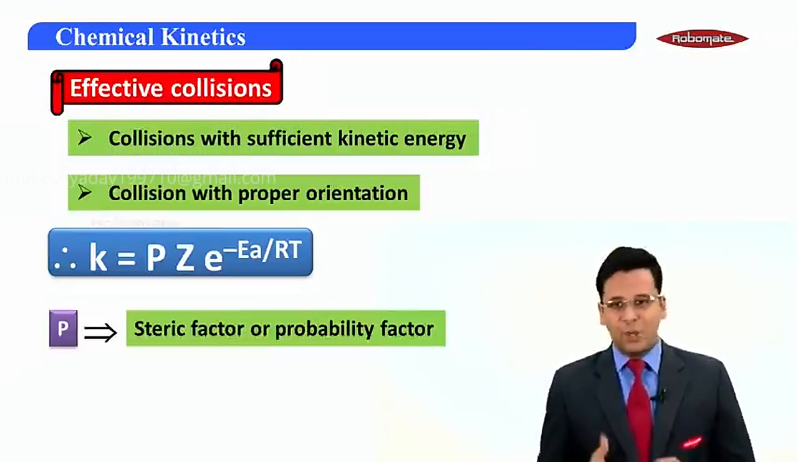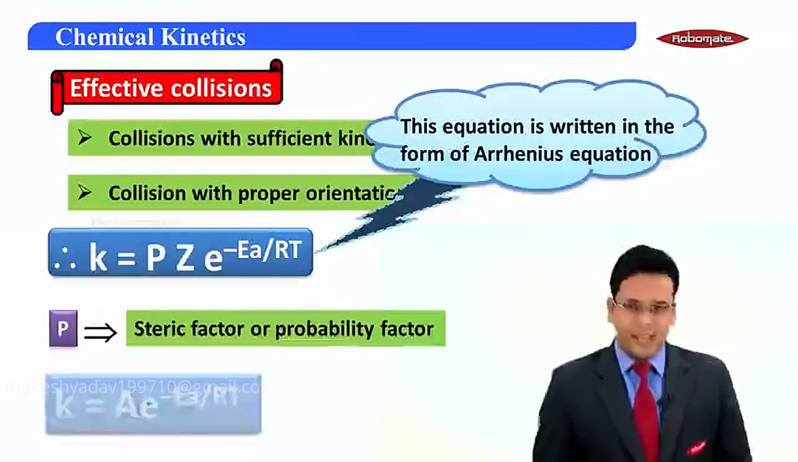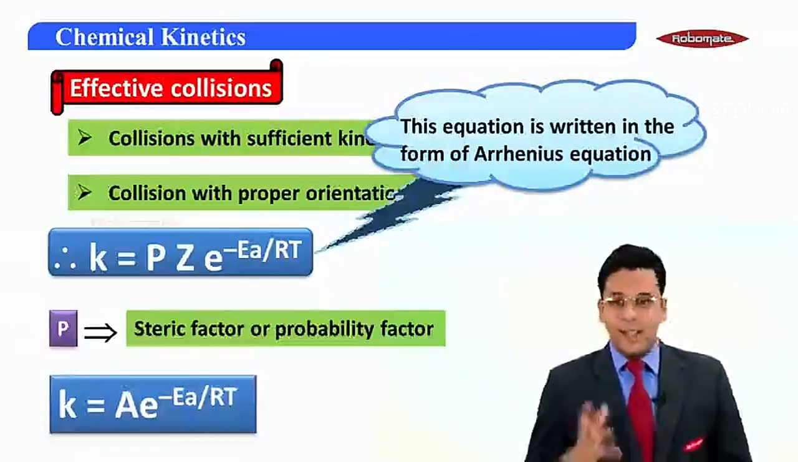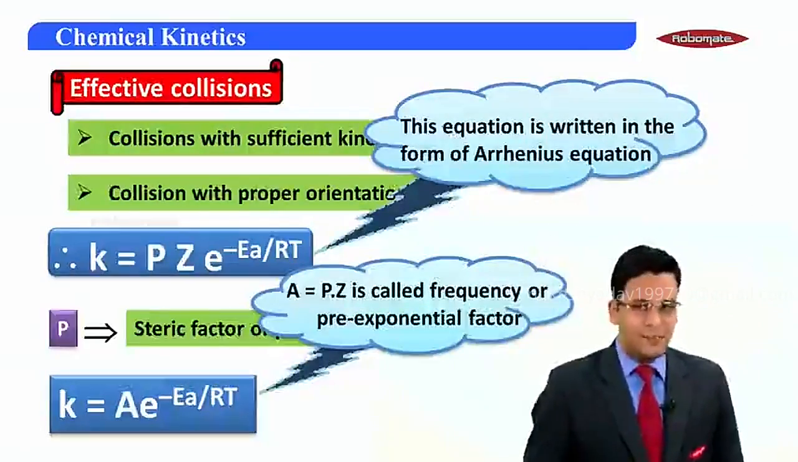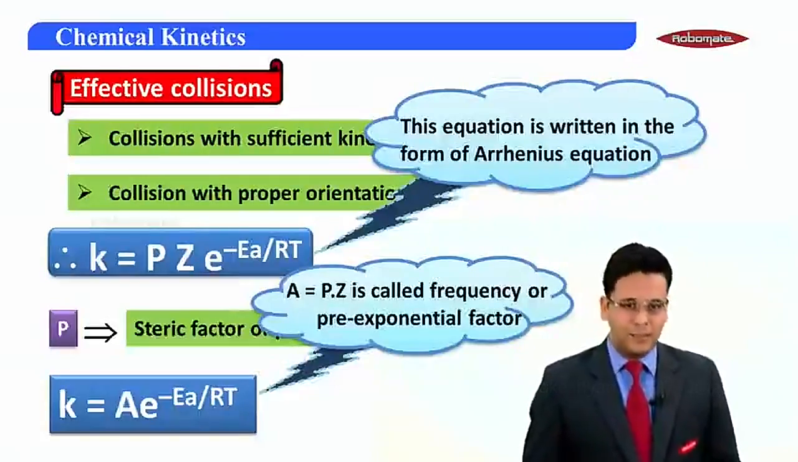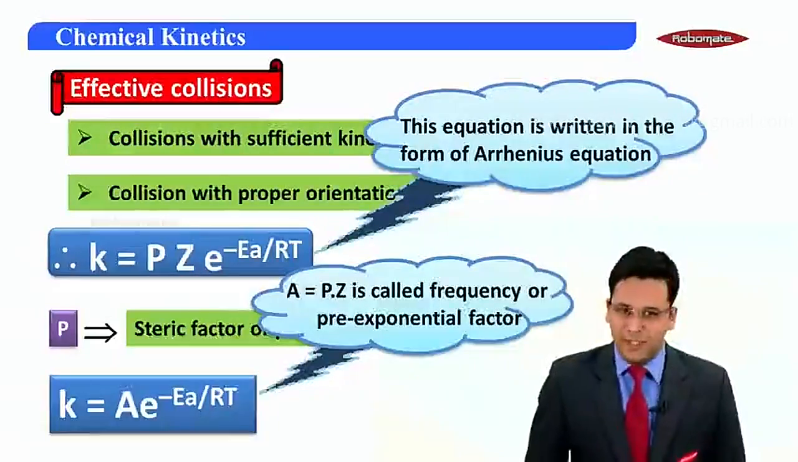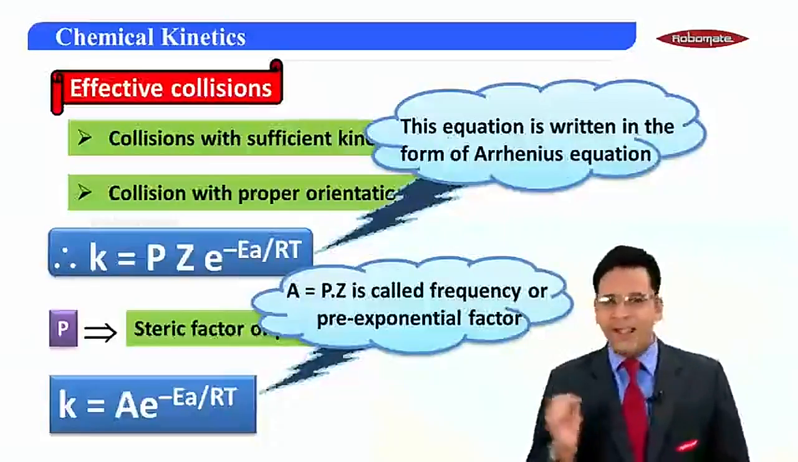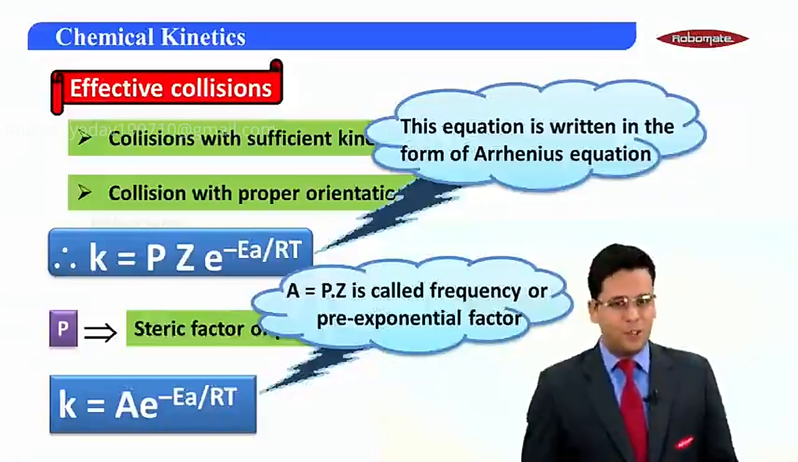So here if I compare it with the Arrhenius equation, K is equal to A into e raised to minus Ea upon RT, I can say that A is nothing but P into Z. So it's called the frequency factor or the pre-exponential factor. So A is not just the frequency of collisions, it's actually a product of the frequency of collisions and the probability factor. So this is collision theory for you.